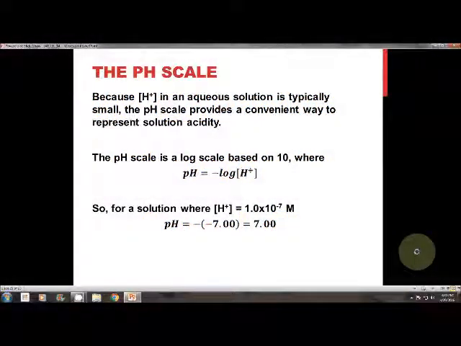Getting into solving for the pH of acids, both strong and weak. So the pH scale is dependent upon the concentration of the proton, the hydrogen ion, in the solution. It actually provides us a convenient way to represent the solution's acidity. So for the pH scale, it's a log scale based on 10, where the pH is equal to the negative log of the concentration of the H+. So for a solution where H+ is equal to 1 times 10 to the negative 7 molar, then the pH will be 7.